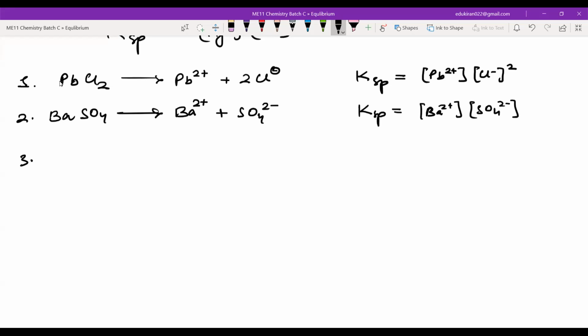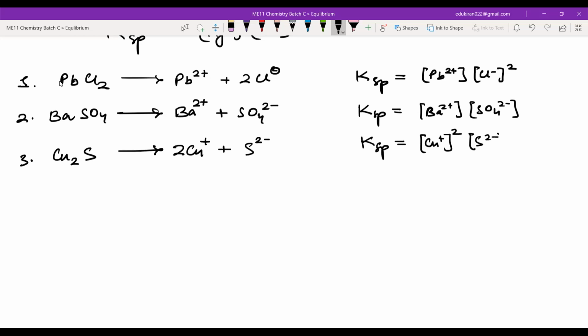The third one, Cu2S. Then it will give 2 copper ions with 1 positive charge plus S2 negative, and hence the Ksp will be equal to the concentration of Cu positive squared, because we have 2 moles, into the concentration of S2 negative, right? Just here please take care that you may get some things wrong in the square and the charges. Okay, so take care of that.